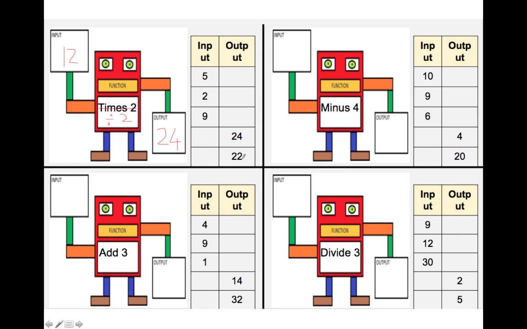And the same with this one, 22, I'm going the opposite way. So instead of timesing, I'm dividing. 22 divided by 2 will give us 11.